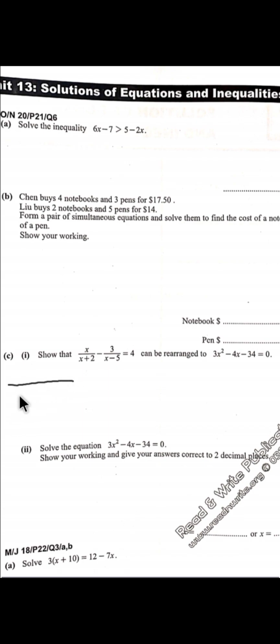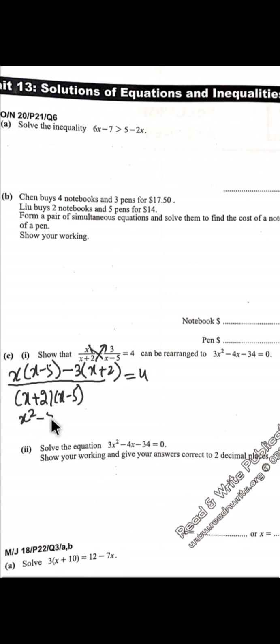So this is going to be x plus 2 into x minus 5, and if we cross multiply this, this becomes x into x minus 5 minus 3 into x plus 2. This is equal to 4. Now we simplify this, so this becomes x squared minus 5x minus 3x and minus 6 is equal to 4 into x plus 2 and x minus 5.